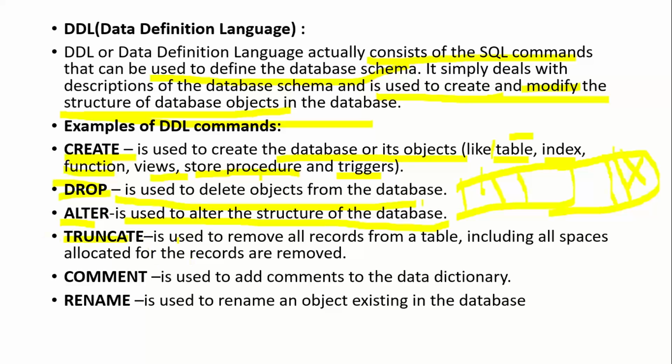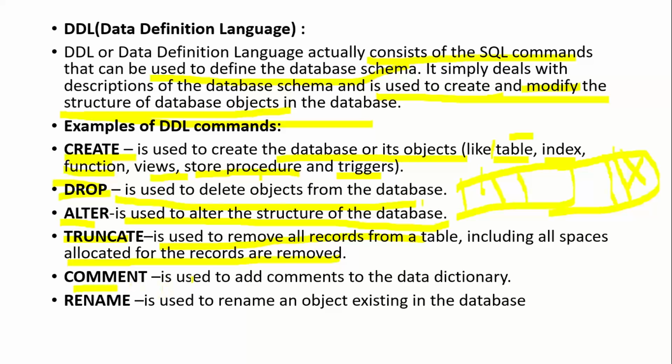Next, truncate. It is used to remove all records from a table, including all spaces allocated for the records. So I'm not saying remove the whole table. You can delete only some records or all the records in the table. The table structure will be there. You can remove only the records, I mean the values which are there in the table, with the help of this truncate.